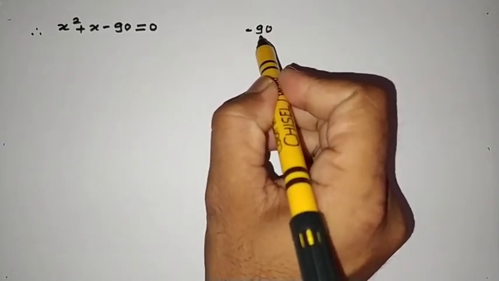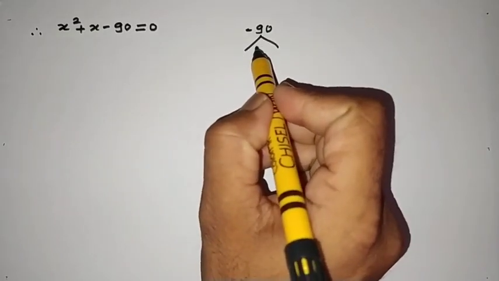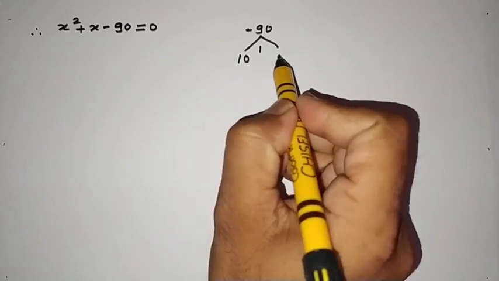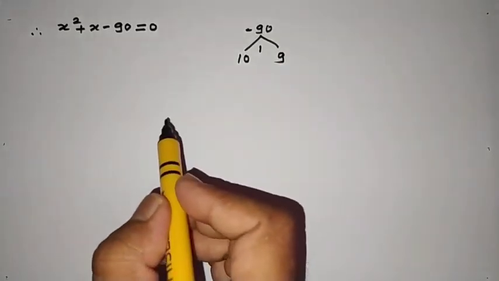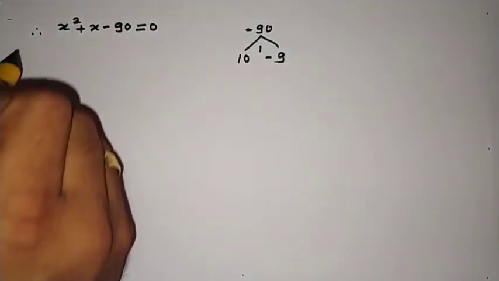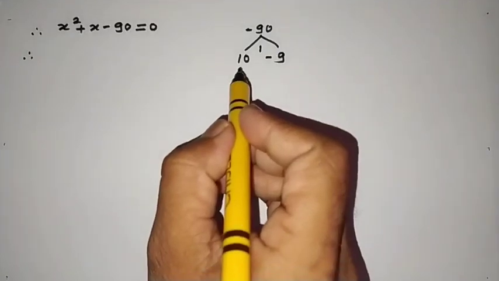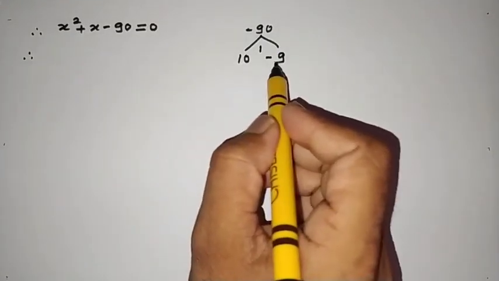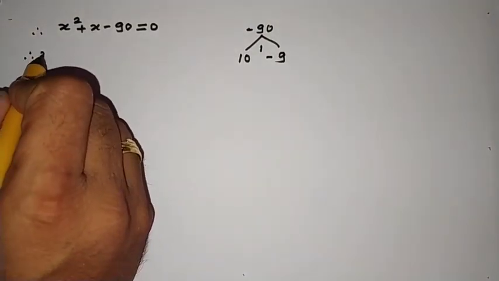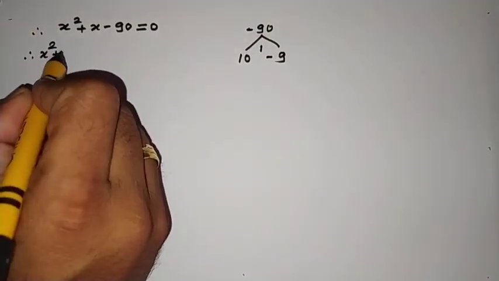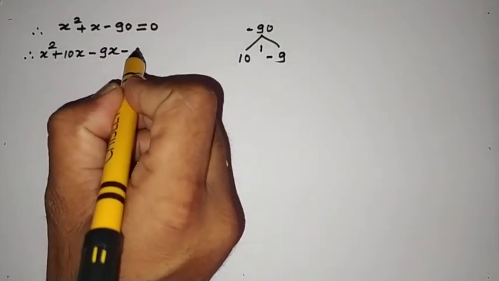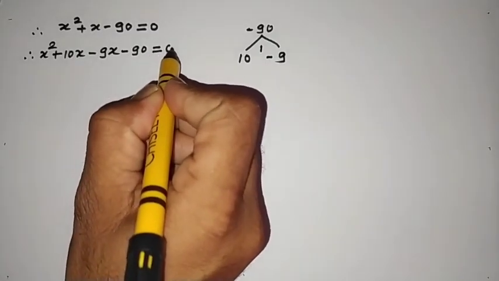Find the two factors of minus 90 whose sum is 1. 10 nines are 90. Give the minus sign to the smaller factor. Therefore, the sum of the two factors is 1 and the multiplication of the two factors is minus 90. Write down in the factor form: x square plus 10x minus 9x minus 90 is equal to 0.